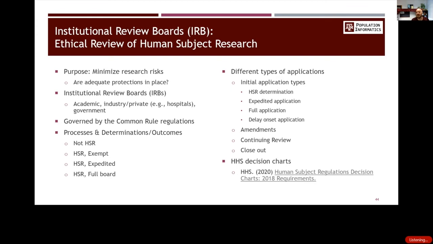And as a result of these different types of processes and outcomes, you have different forms and different applications that you might have to submit to your IRB. There could be applications for determination of, hey, I don't think this is human subject research. Let me describe it for you. And those can be pretty brief. There can also be forms that are specifically designed for expedited applications. There can be forms that are much more detailed for other types of research. And there are types of forms called delayed onset applications.